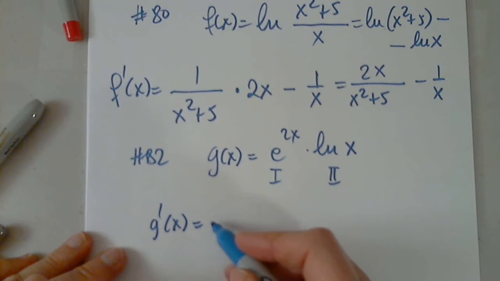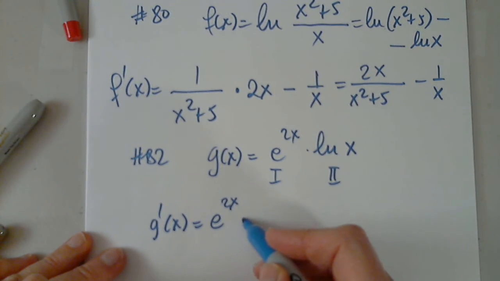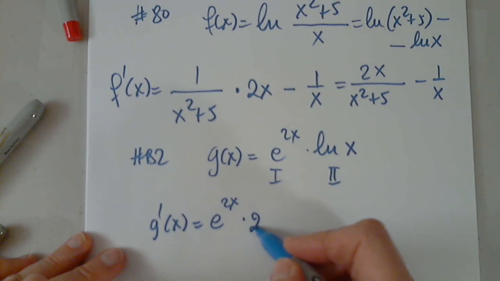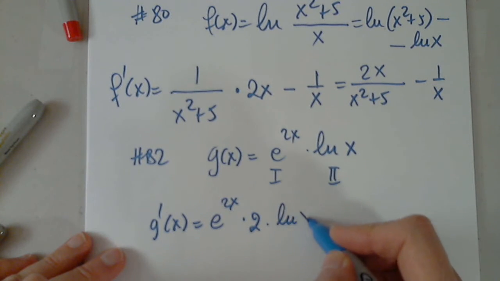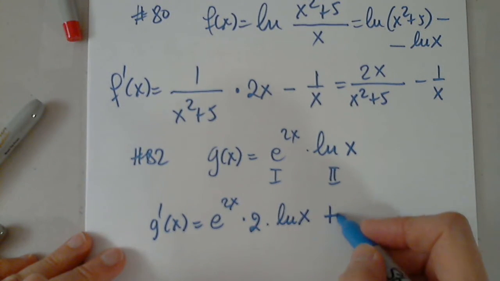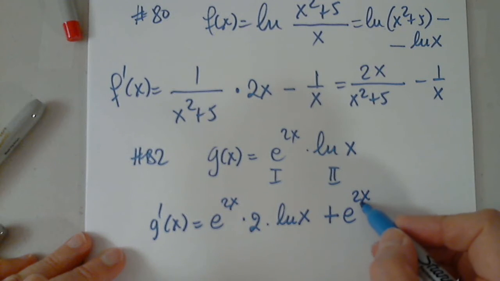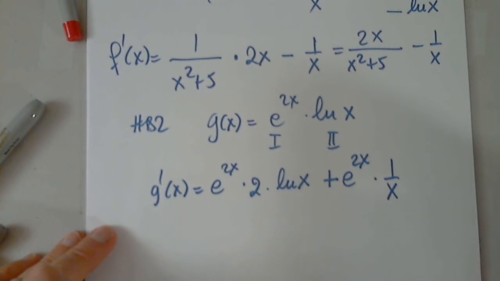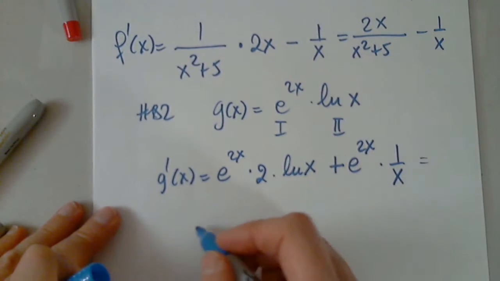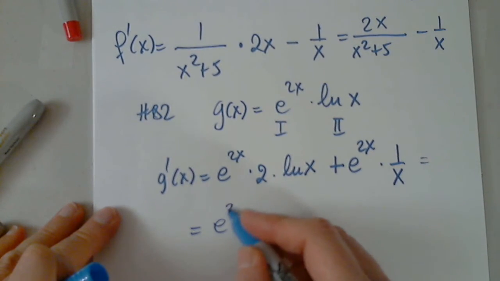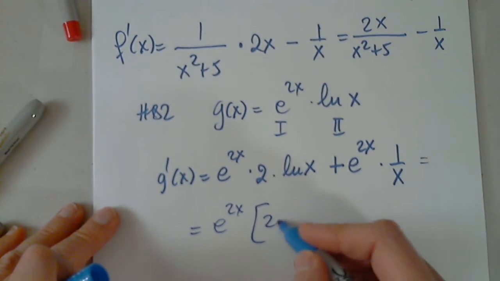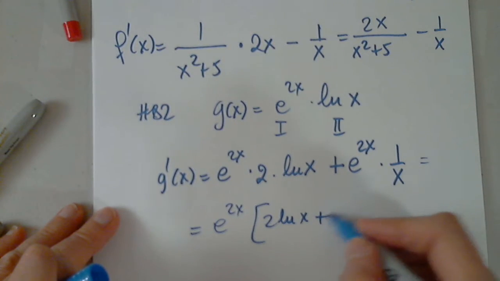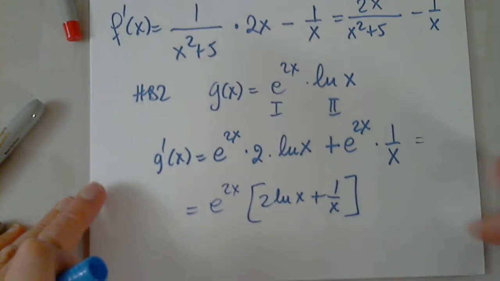First function prime, e to 2x, times the inner function prime, times the second function, plus the first function times the second function prime. There is really nothing I should do here, just maybe factor out e to 2x and get 2 natural log x plus 1 over x.